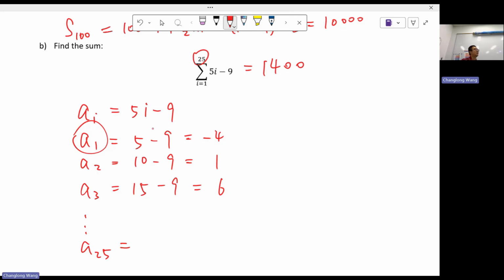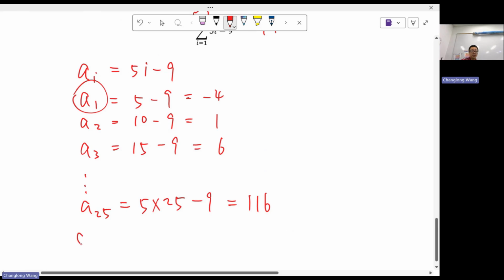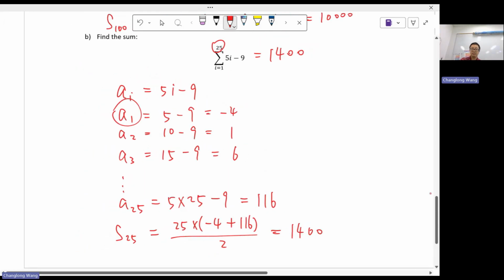If the generic term is right there, you just feed 25 to the i, right? It'll be 5 times 25 minus 9, so that's 116. All right, so now you have everything, right? The first 25 terms will add up to: the number of terms is 25, the first term is -4, the last term will be 116, divide by 2. You're going to get 1400, right? So they must be consistent.